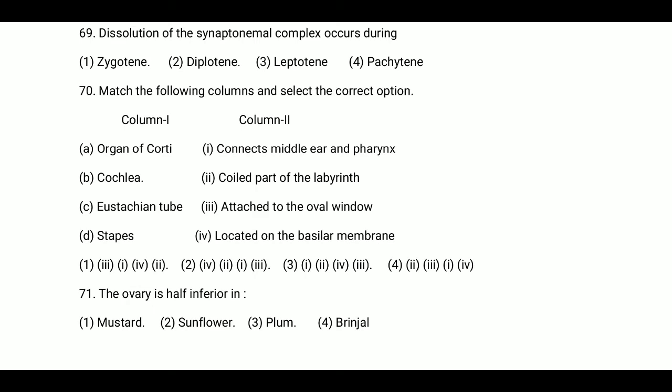Then the ovary is half inferior in mustard, sunflower, plum, brinjal. Plant families you have to remember for this. And the right answer is plum family.